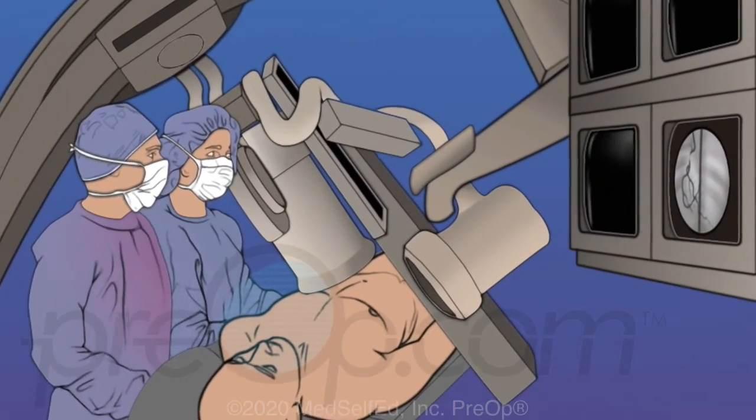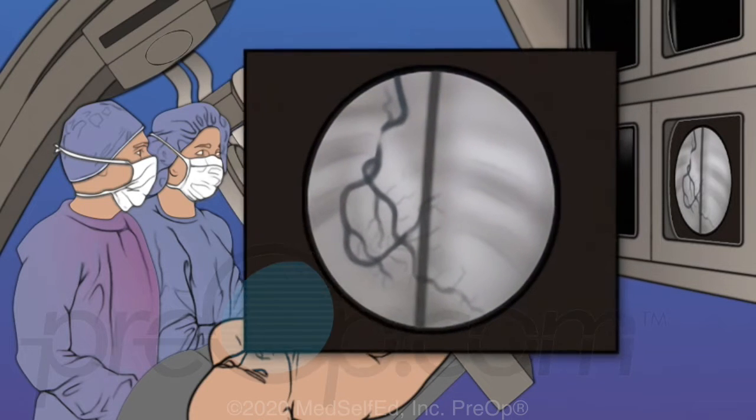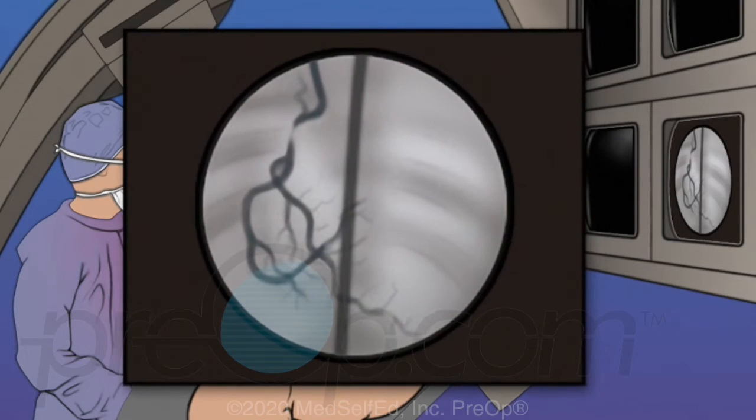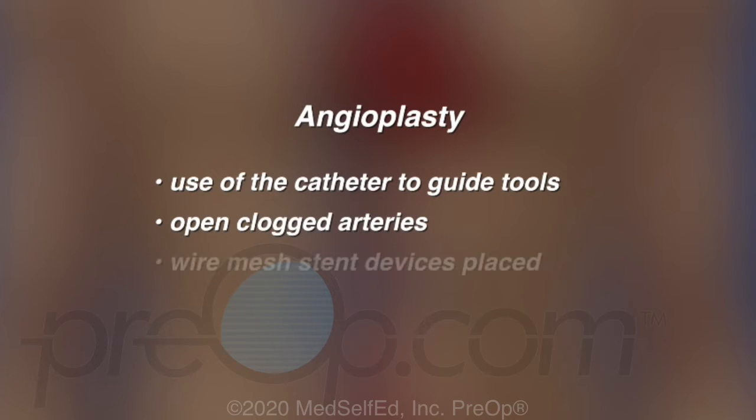Contrast dye that can be seen with an X-ray machine is then given through the catheter. X-ray pictures and video show the contrast dye moving through the heart and coronary arteries. If appropriate, an angioplasty is done. This procedure makes use of the catheter to guide tools to open clogged arteries. Wire mesh stent devices may be placed.